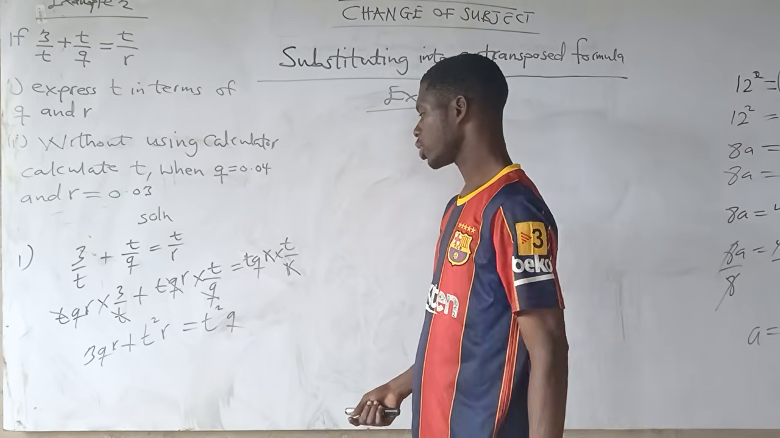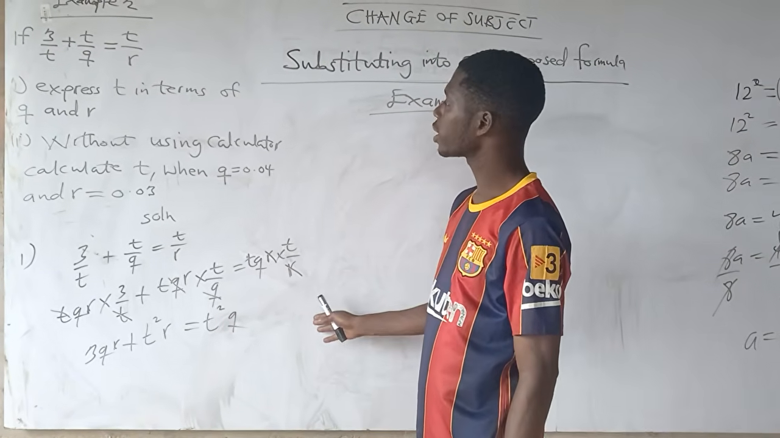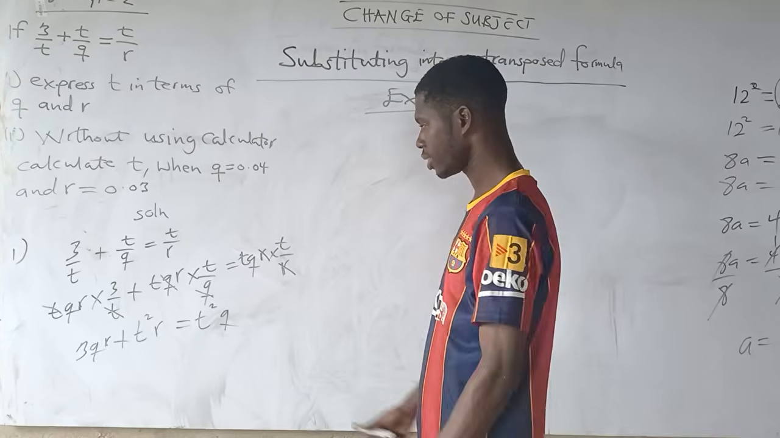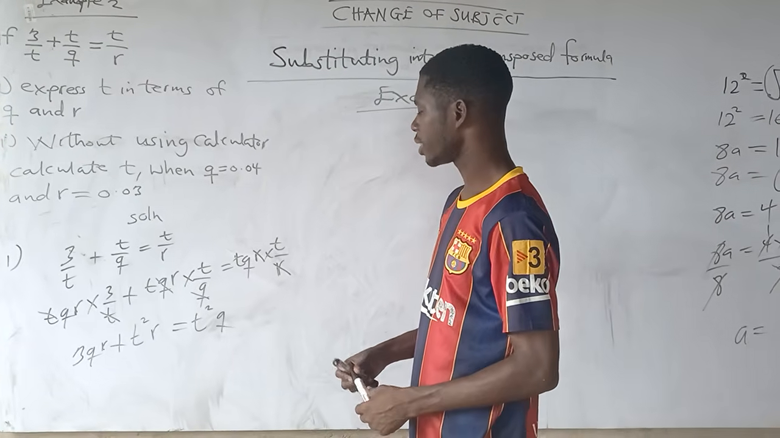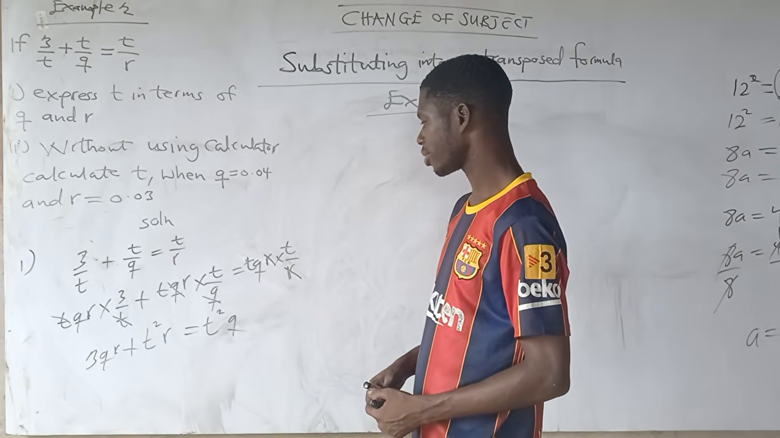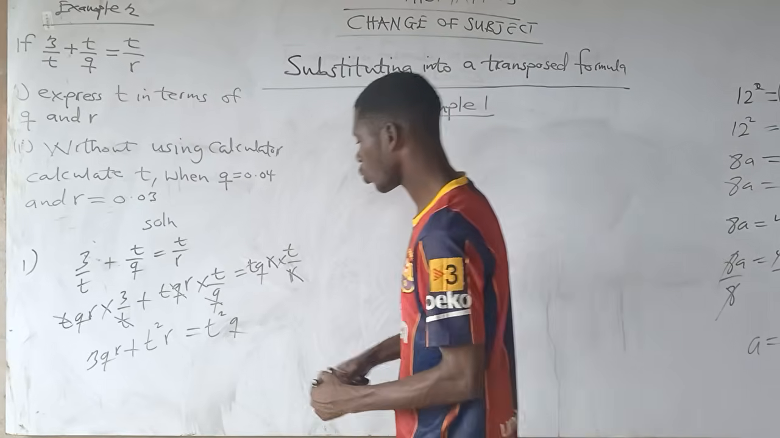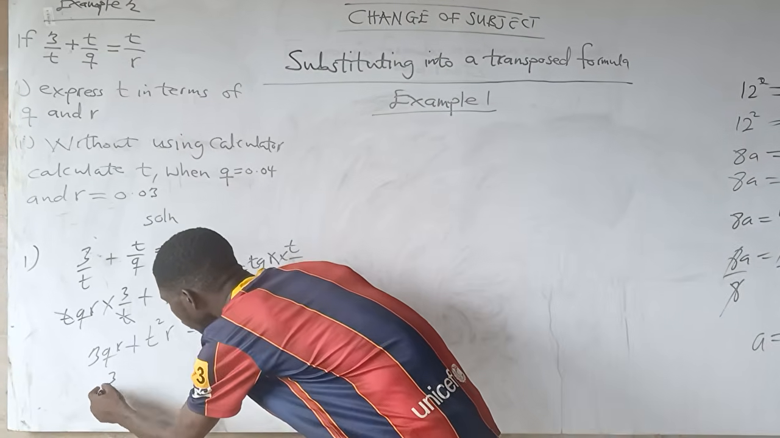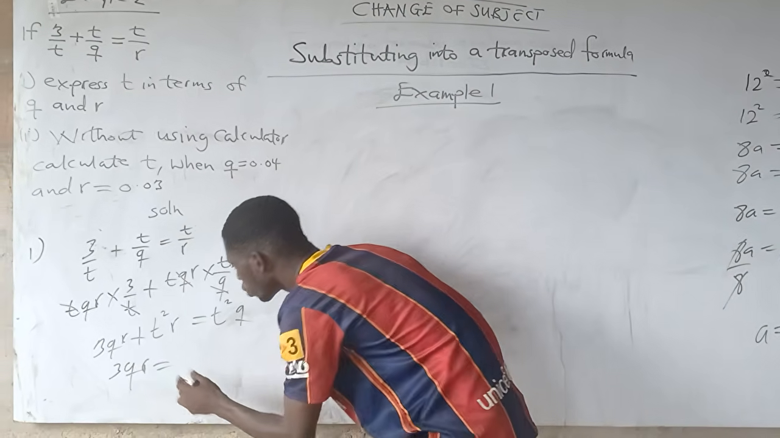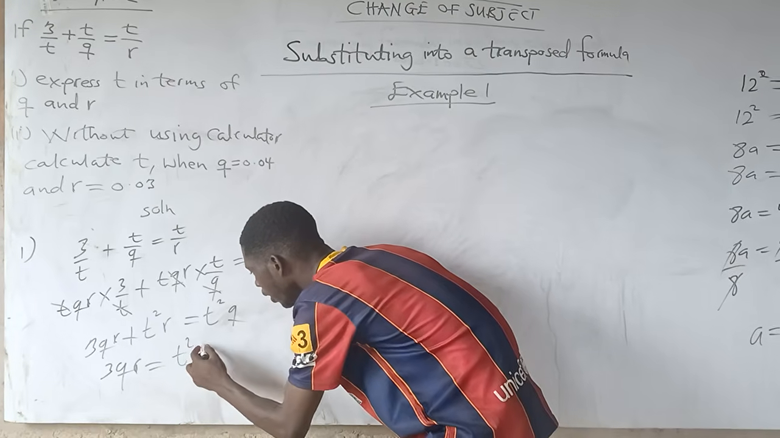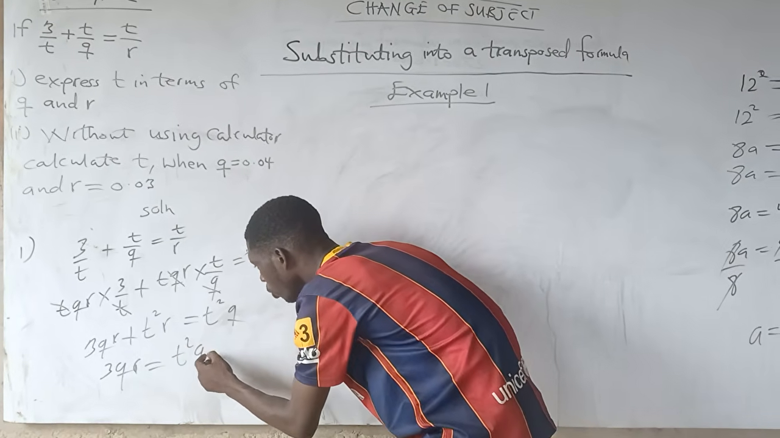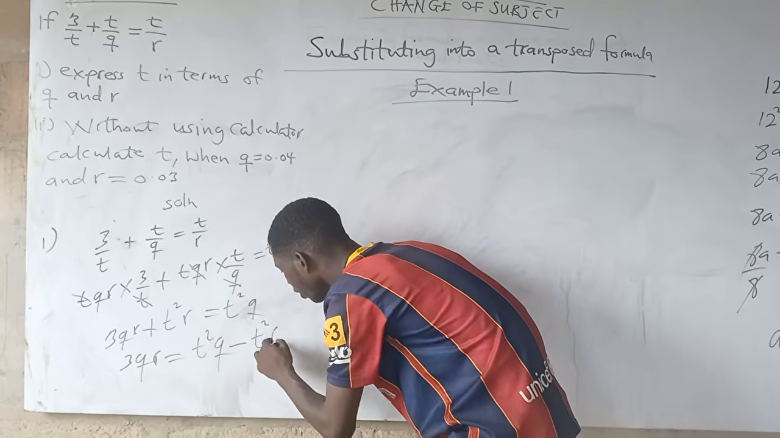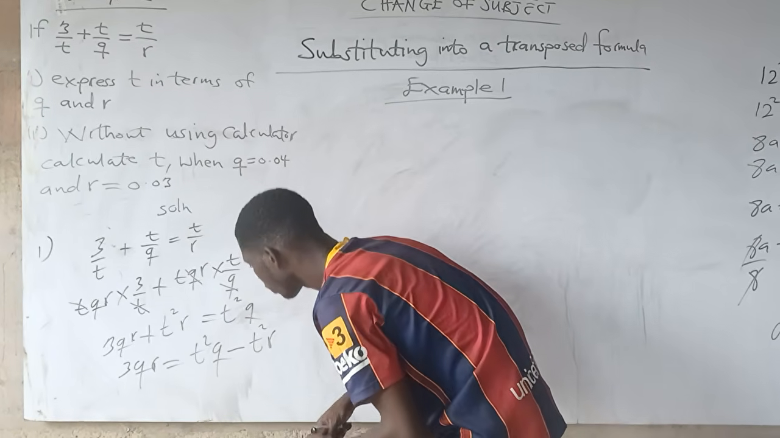Okay, so now we are making t the subject. We're supposed to group the like terms, right? So we get 3QR is equal to t square q. This one is coming here, so you can minus t square r, right?